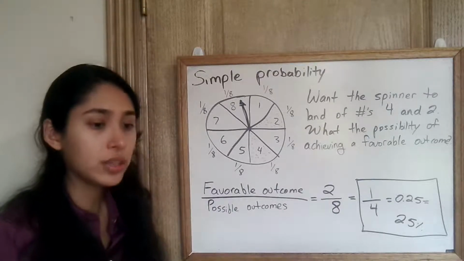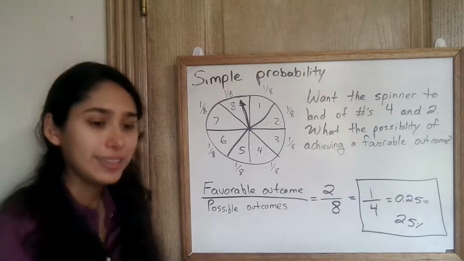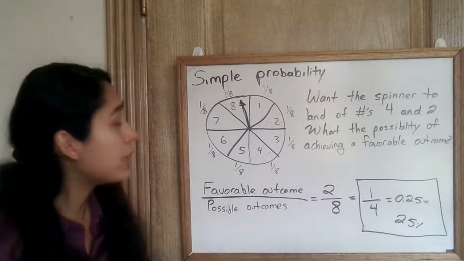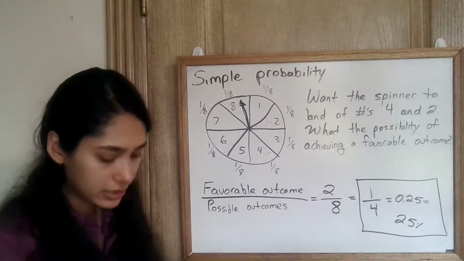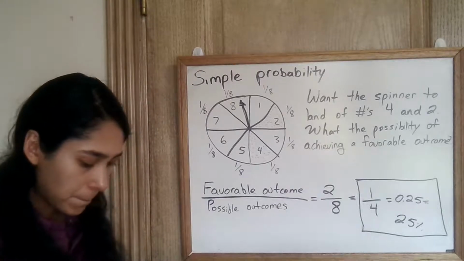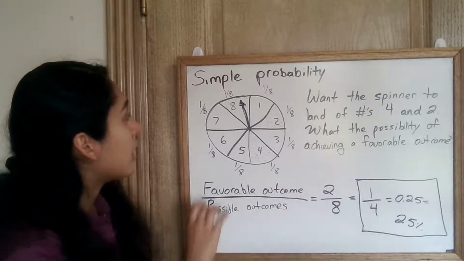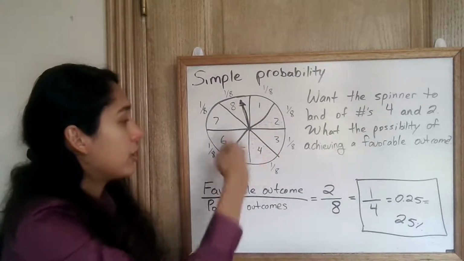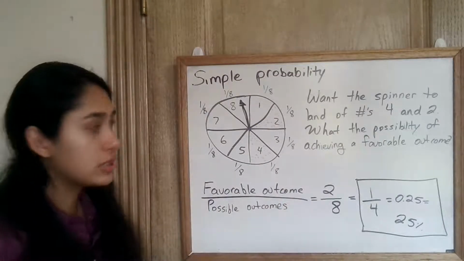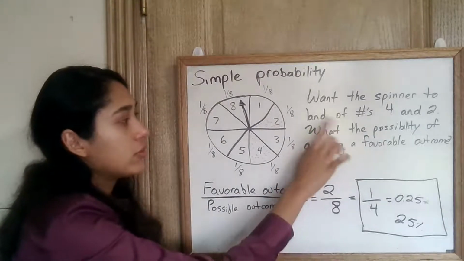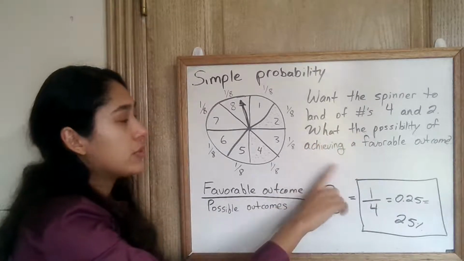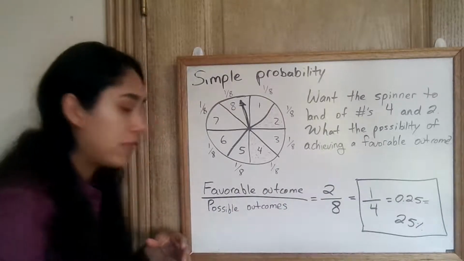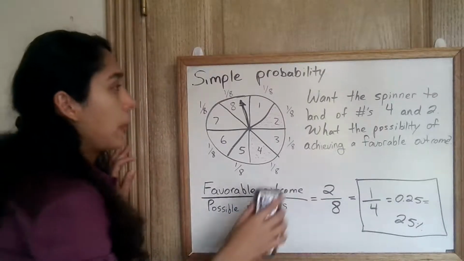Okay, so let's go ahead and do another example, because this is exciting. So let's say that we keep on playing this game. We just keep on spinning and spinning and spinning. You spin a few times, and we just document how many times it falls on different numbers. So the same rule applies: we want the spinner to land on 4s and 2s, but what's the probability of having achieved, excuse me, a favorable outcome? So let me go ahead and work this.